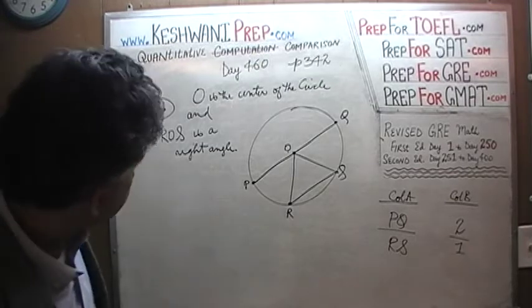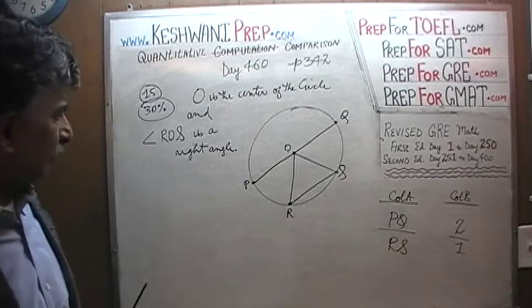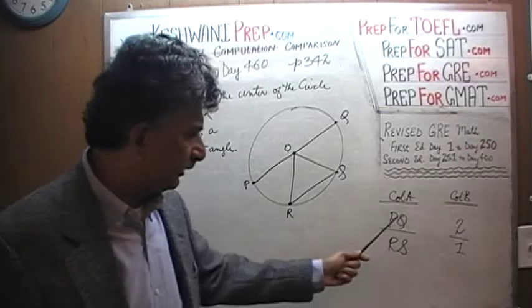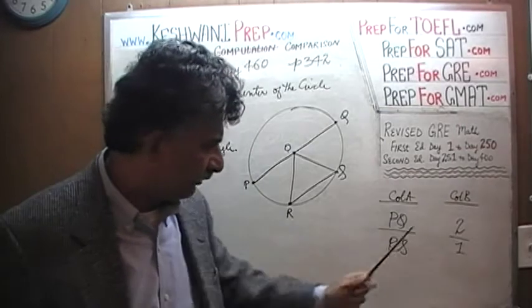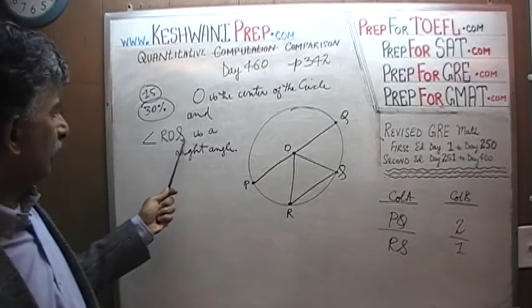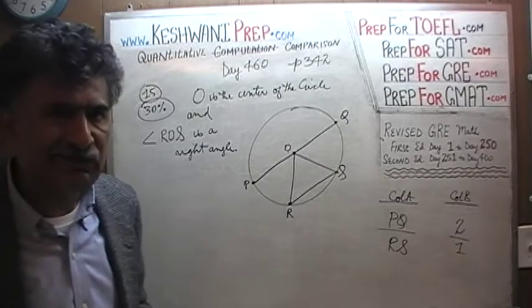Alright, here we go. The first thing we're going to do, and I should not have set it up like this because I left no room at all for me to work in. We can do it here. We can erase this thing. Just remember PQ over RS versus 2 over 1. We are told that O is the center. We are told that ROS is the right angle. The very first thing we're going to do is redraw this picture so that it's easier to look at.